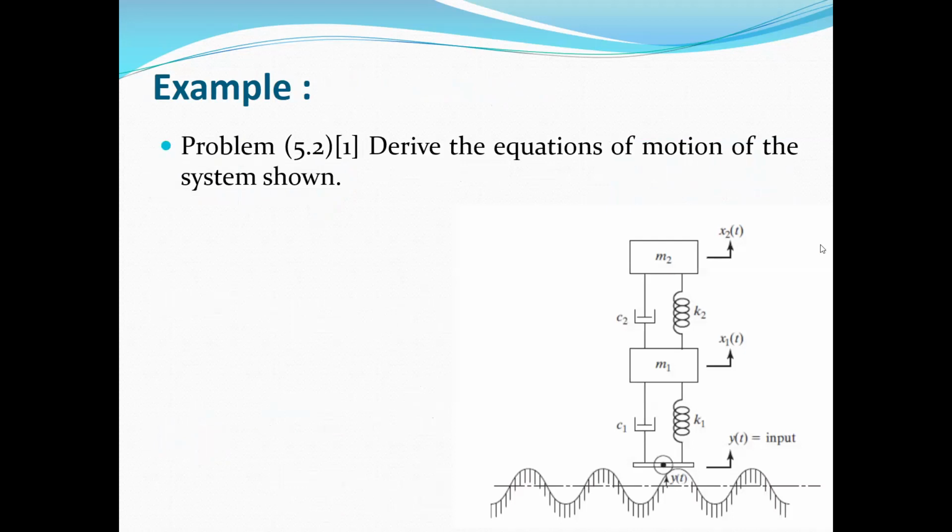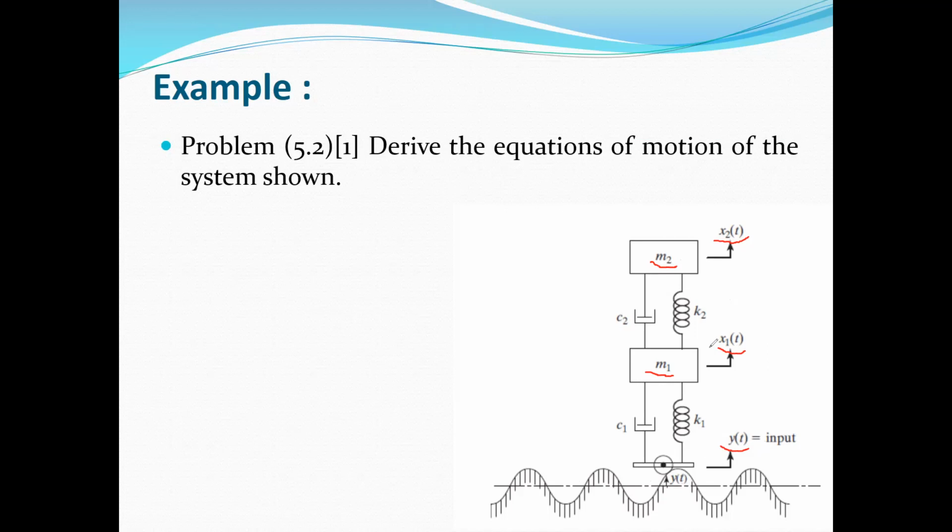Okay, we continue with one example. We want to derive the equations of motion of the system shown. Here we can see that we have a system with two masses, m1 and m2. The coordinate system is considered x1 and x2, but this system is subjected to a base motion. As you can see, the equation of the base motion is called y(t), and it will act as a harmonic excitation.